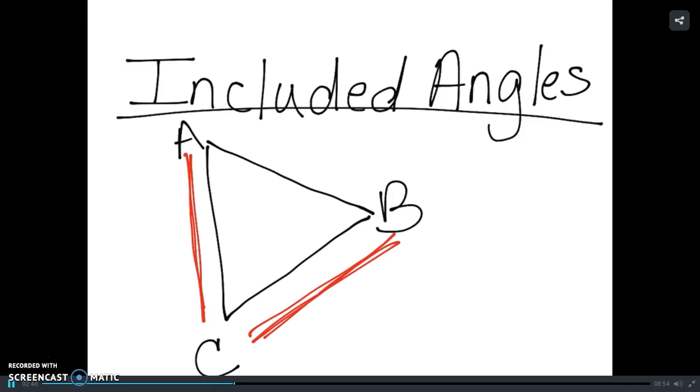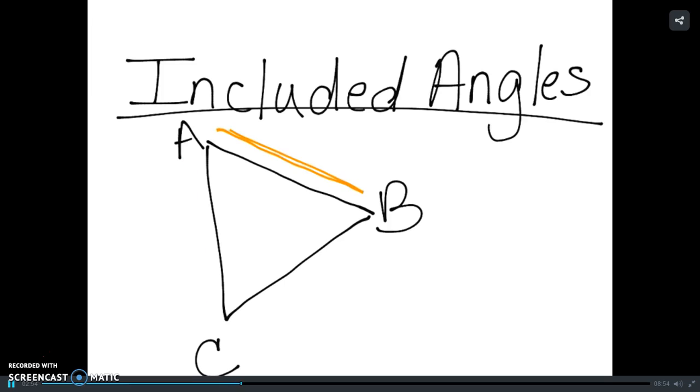Okay. If I asked about the included angle between AB and BC, that included angle, or the angle that is created by those two sides, is angle B. Okay? And we could do the same thing with the other two sides. And we could say the included angle between AB and AC is angle A. Okay, so included is going to mean it's between those two sides, or you can think of it as created by those two sides. That's going to be really important as we talk about our next shortcut.